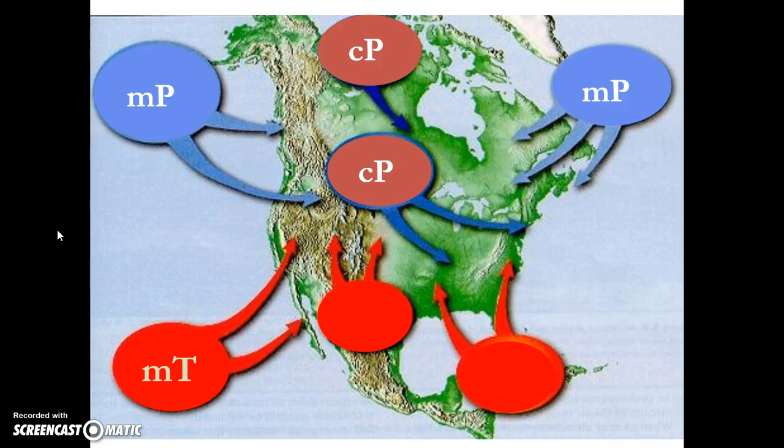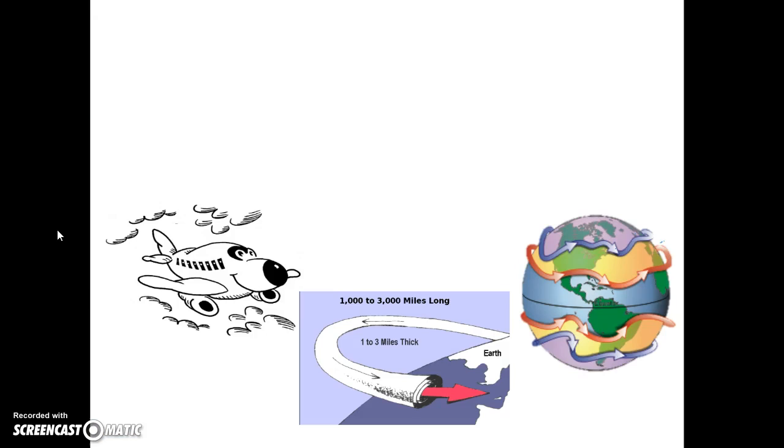Maritime tropical, M for maritime, meaning over the ocean, so it will be moist. T for tropical, so it will be warm. Continental tropical, C for continental, meaning it will be dry. T for tropical, so it will be warm. And then here over the Gulf of Mexico, the MT. M for maritime, very moist, thunderstorms. T for tropical, very warm.